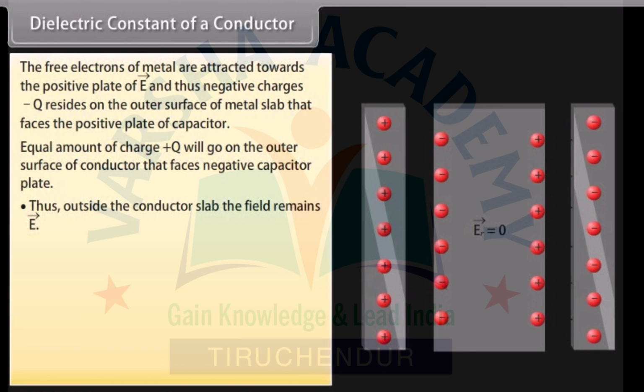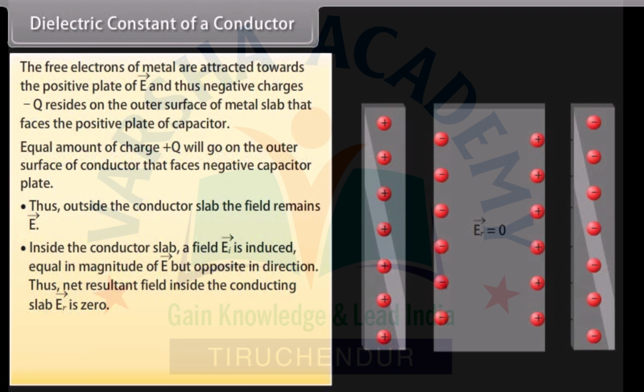Thus, outside the conductor slab the field remains E. Inside the conductor slab, a field E I is induced, equal in magnitude to E but opposite in direction. Thus, the net resultant field inside the conducting slab E R is 0. It gives E upon E R is equal to K, which is equal to infinity. Hence, the dielectric constant of metal is infinite.